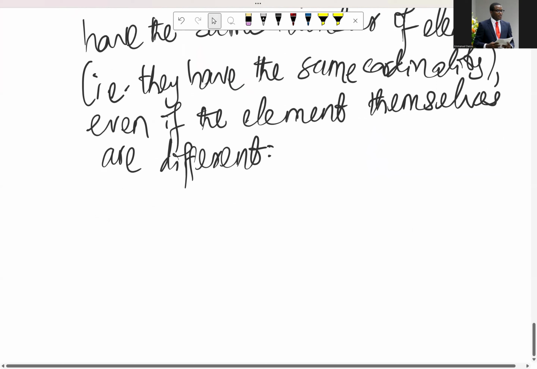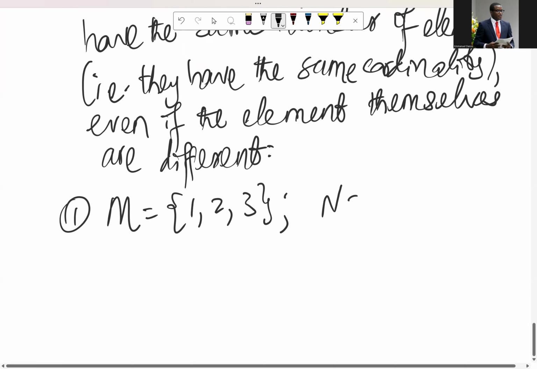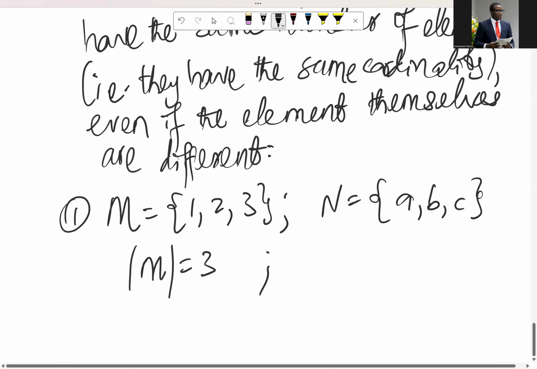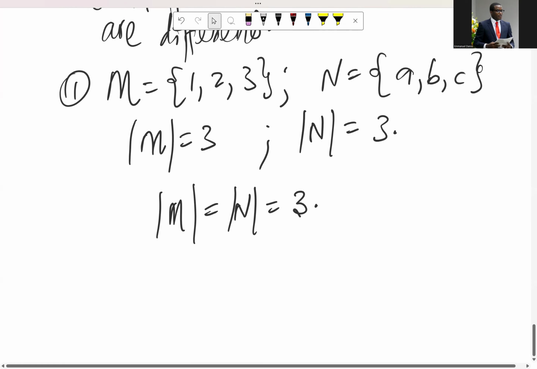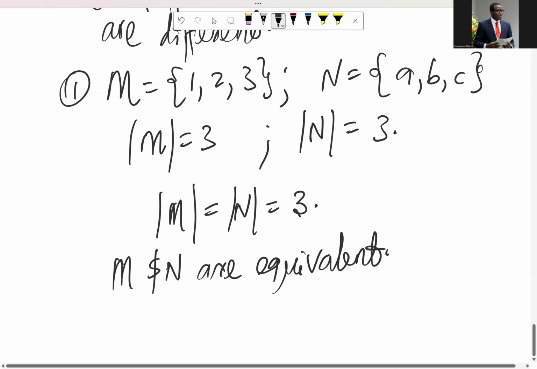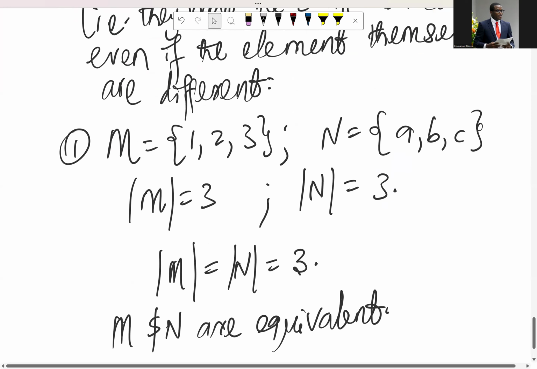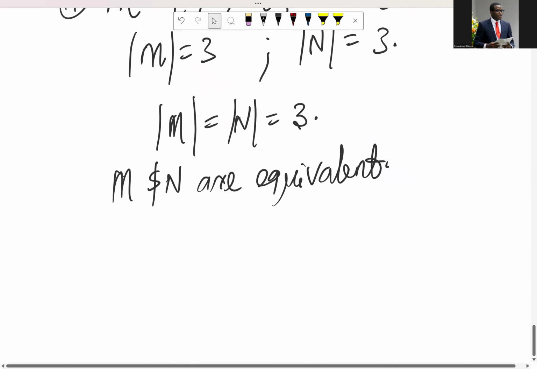Example one: if M is {1, 2, 3} and N is {A, B, C}, the cardinality of M is 3, and the cardinality of N is also 3. So we can say that |M| = |N| = 3, and M and N are equivalent. Equality talks about same elements. Equivalence talks about same number of elements, like I said previously.